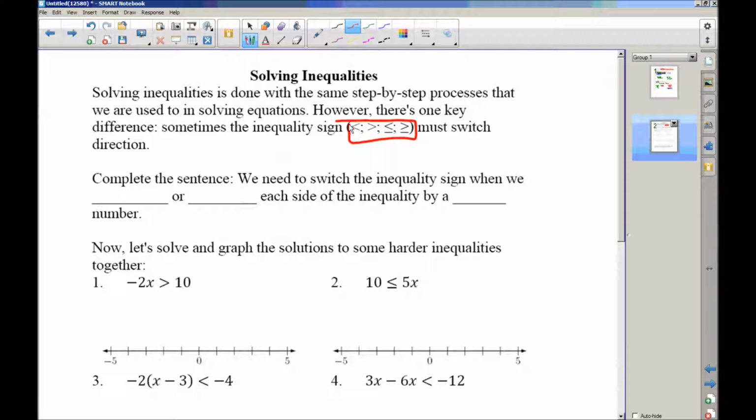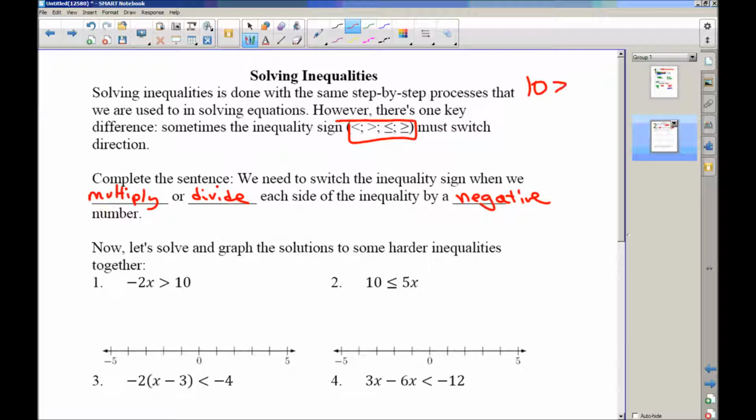So we need to switch the inequality sign when we multiply or divide each side of an inequality by a negative number. Okay? So this means when we do our inverse operation, we times both sides by -2, or we divide both sides by -0.5, then we have to flip the inequality sign. Let's see if we can see why.